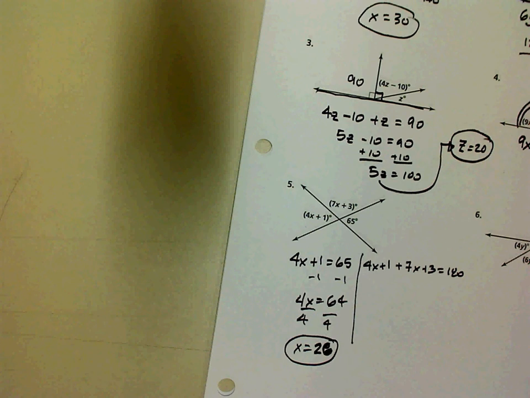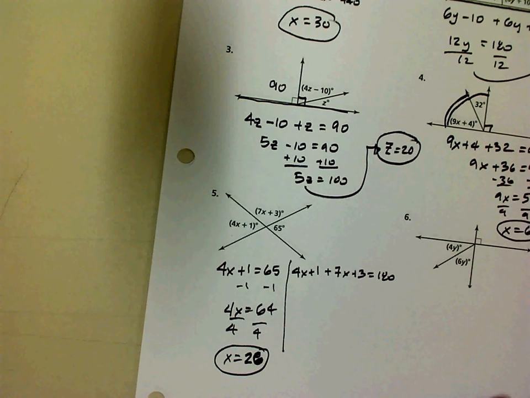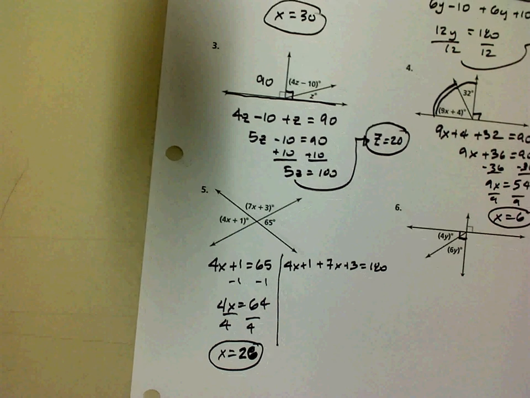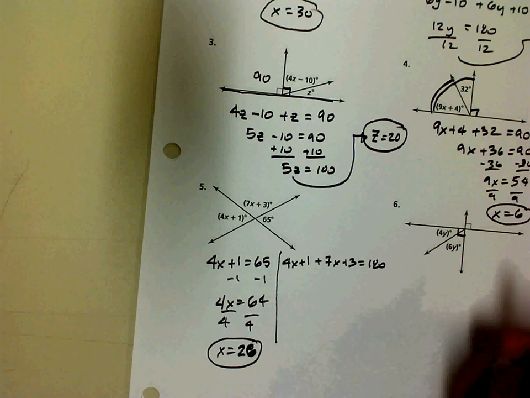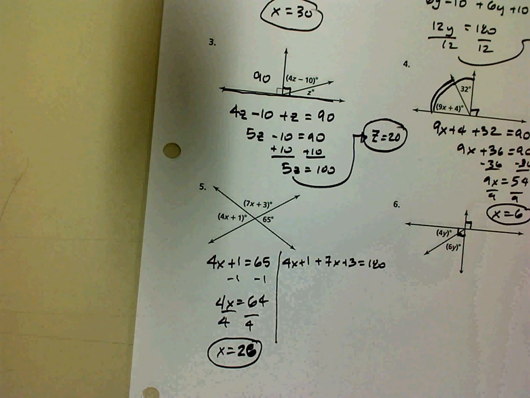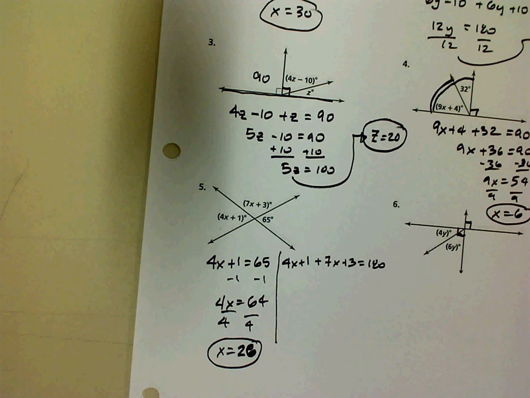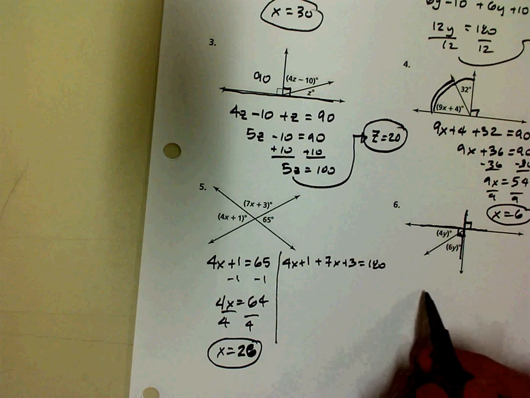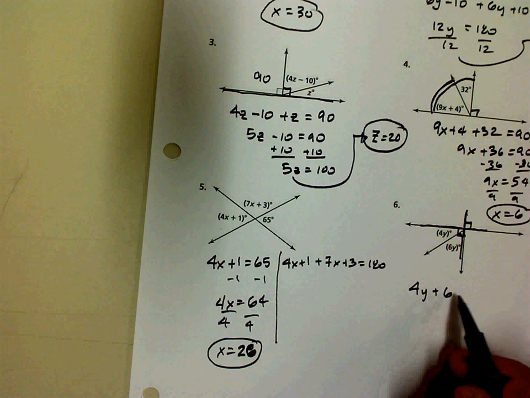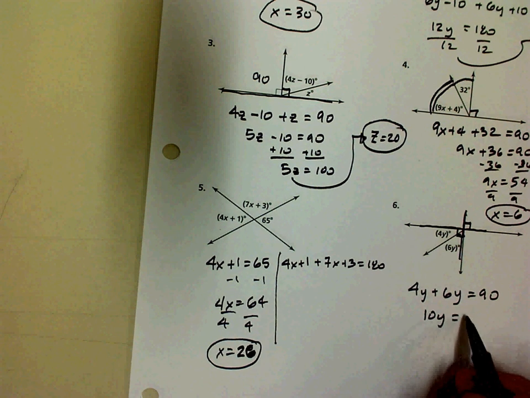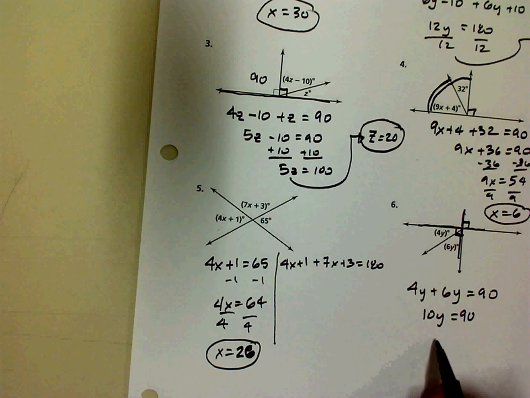The next one. Well, this angle here, if you didn't notice, has to be 90 degrees. Reason is, it's vertical to this 90 degrees. There's other ways you could have gotten to that, but definitely we have a pair of vertical angles. So with that being 90 degrees, we know that the two parts of it, 4y and 6y, their sum is going to be 90. Simplify, combining our like terms. Divide both sides by 10, y equals 9, and now you're done.